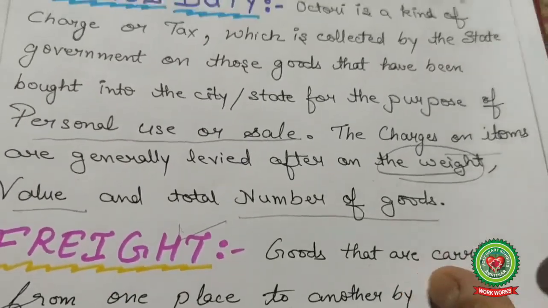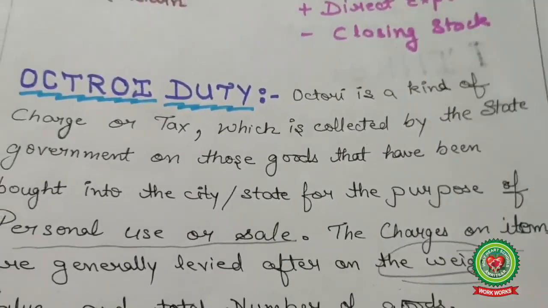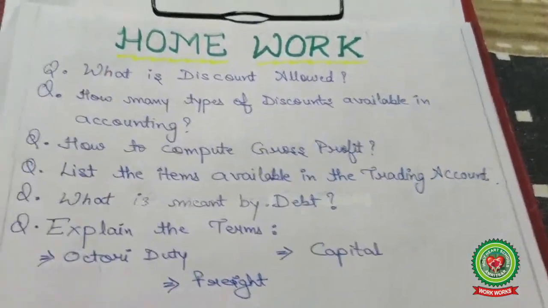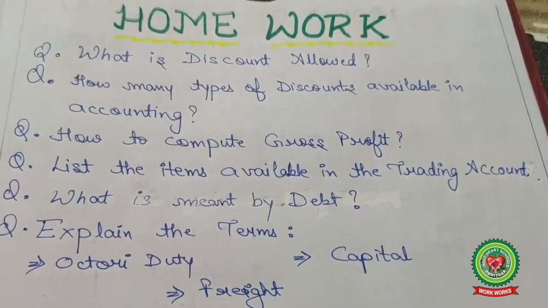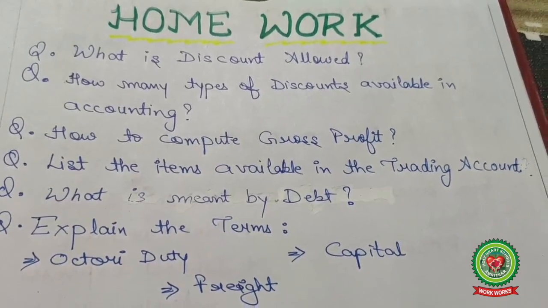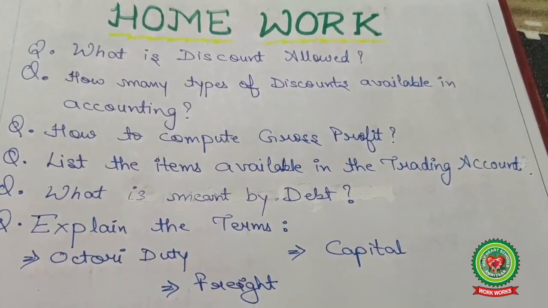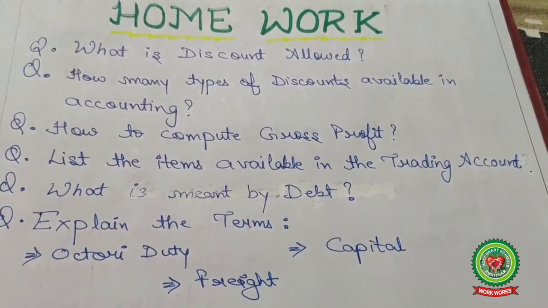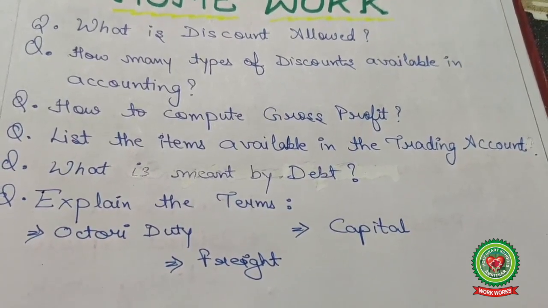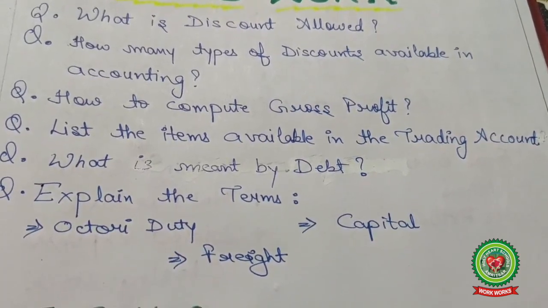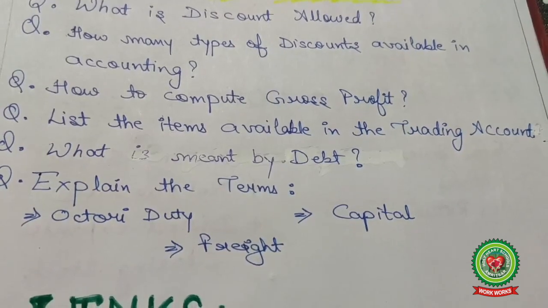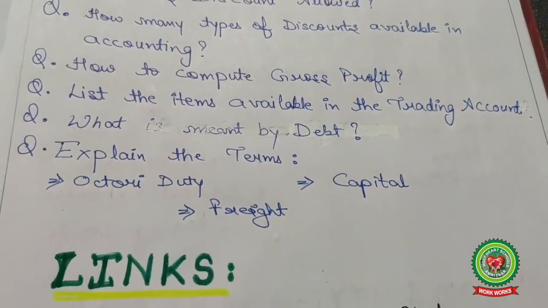Now students, see your homework questions. What is discount allowed? How many types of discount are available in accounting? How to compute gross profit? List the items available in the trading account. What is meant by debt? Explain the terms octroi duty, capital and freight.